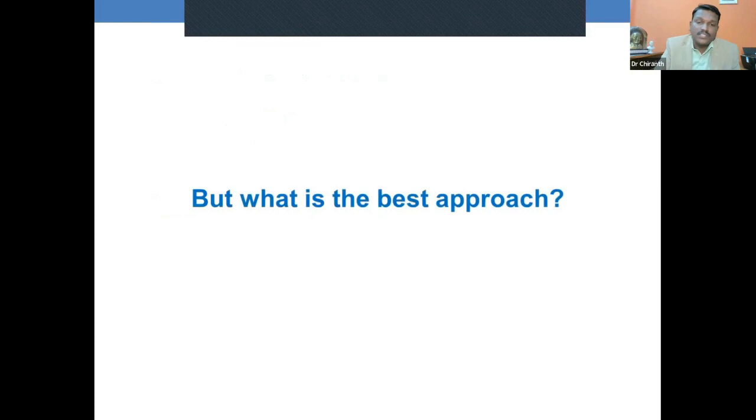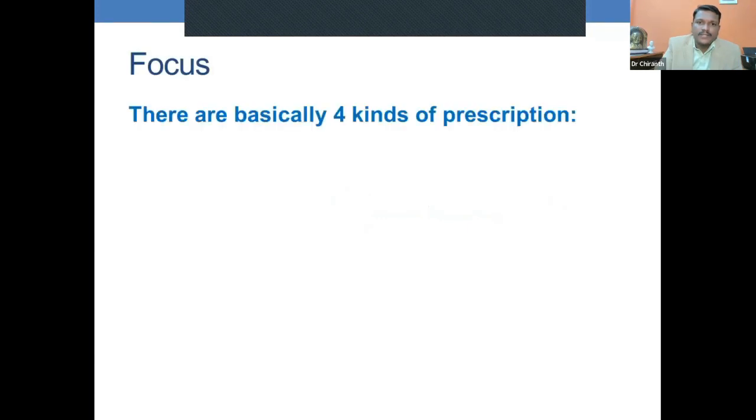And what is the best kind of approach? Generally, a budding doctor or anybody who has passed out from BHMS will be thinking this, after getting to know about all these kinds of methods and the different types of prescribers they are exposed to. And that's a billion-dollar question. So where should our focus be? That is what we are going to discuss today.